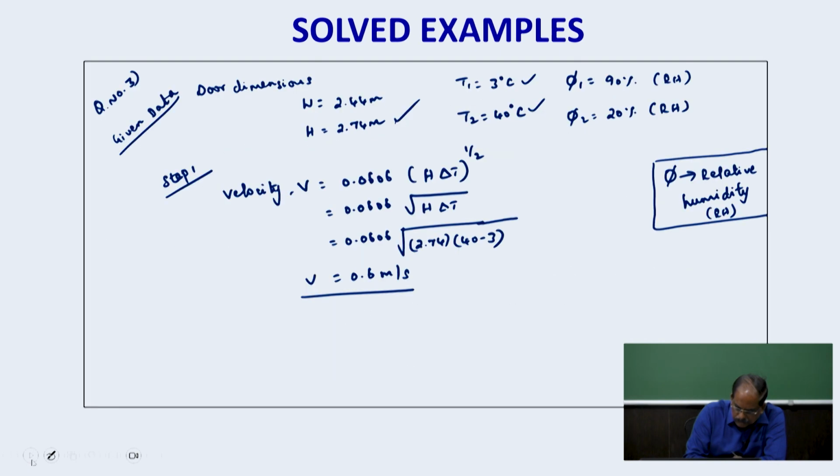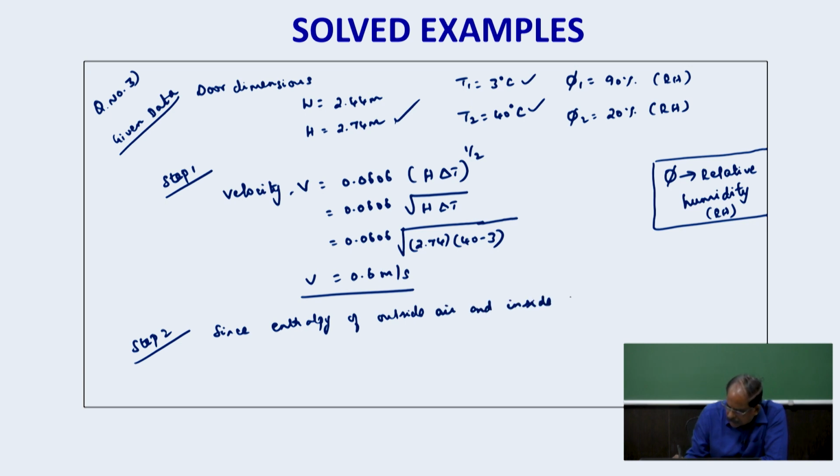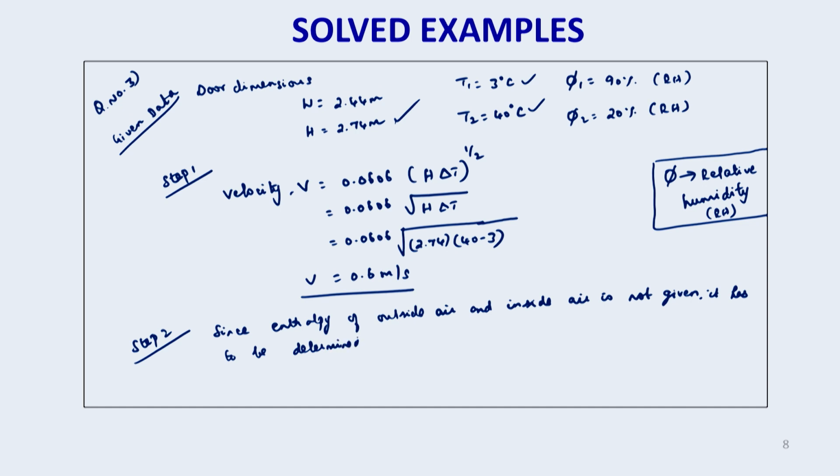So the next step: since the enthalpy of outside air and inside air is not given, it has to be determined using the psychrometric chart.